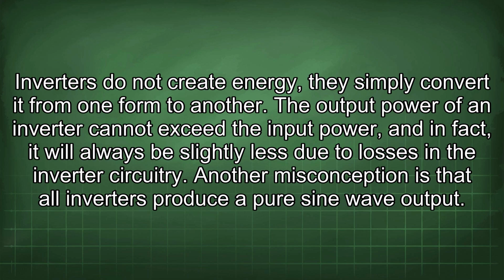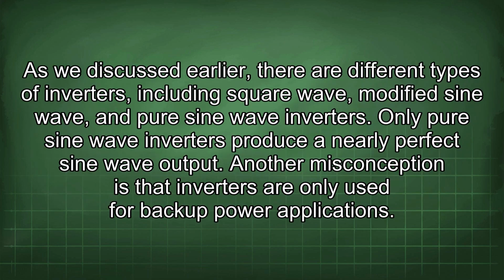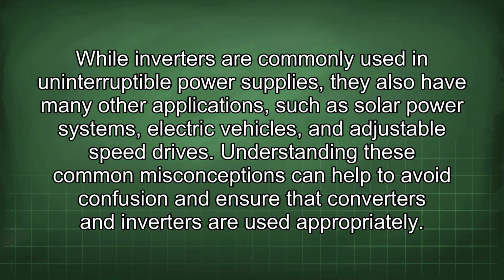Another misconception is that all inverters produce a pure sine wave output. As we discussed earlier, there are different types of inverters, including square wave, modified sine wave, and pure sine wave inverters. Only pure sine wave inverters produce a nearly perfect sine wave output. Another misconception is that inverters are only used for backup power applications. While inverters are commonly used in uninterruptible power supplies, they also have many other applications such as solar power systems, electric vehicles, and adjustable speed drives. Understanding these common misconceptions can help to avoid confusion and ensure that converters and inverters are used appropriately.